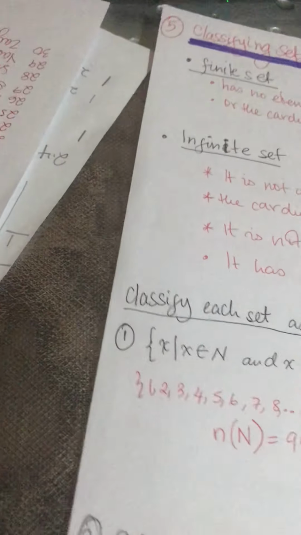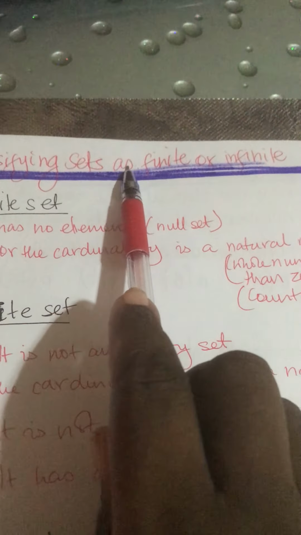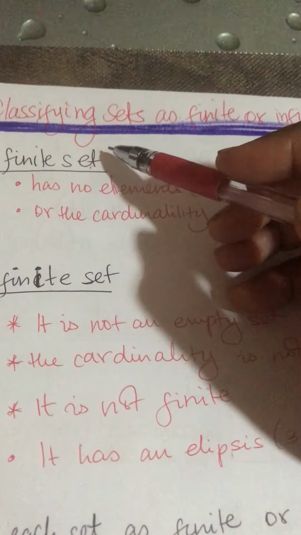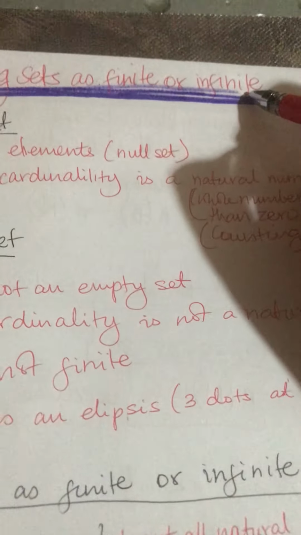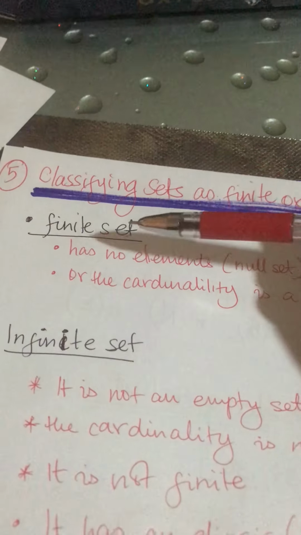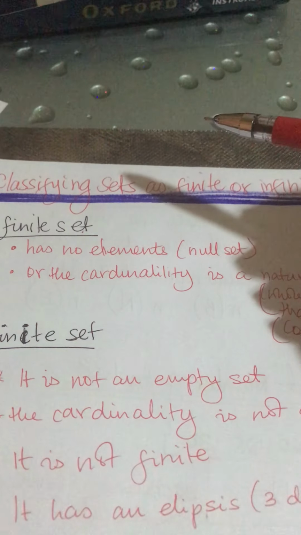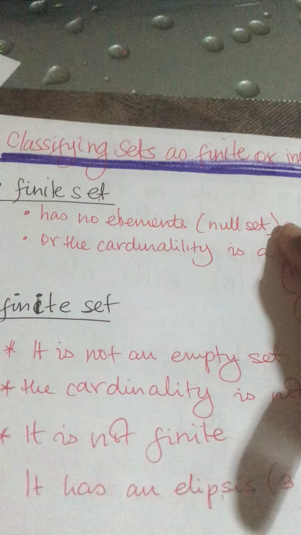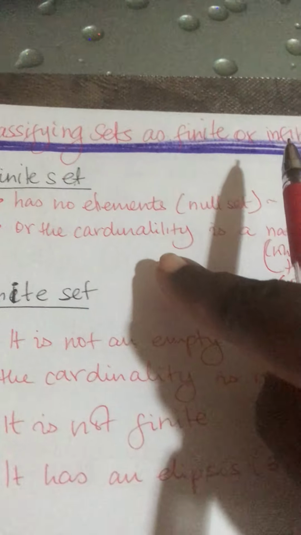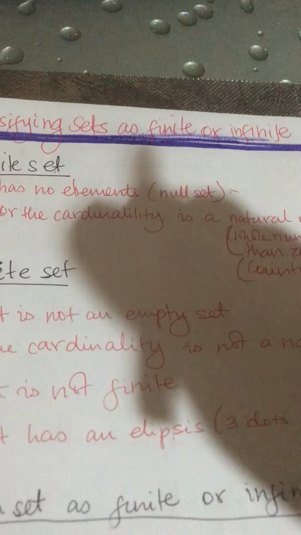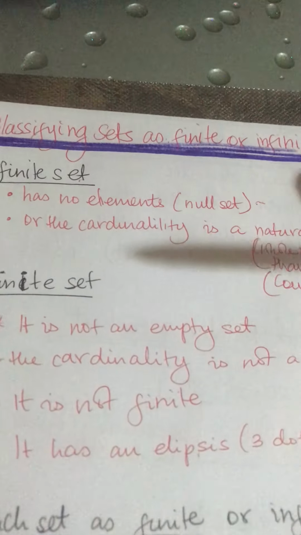Okay, so we have finished that. Now we are on part 5. Classifying sets as finite or infinite. Infinite is how you pronounce this. Finite or infinite. All right. So for you to be a finite set, there is nothing in your set, or your cardinality is a whole number. That means you can finish counting. That means it stops. Okay?